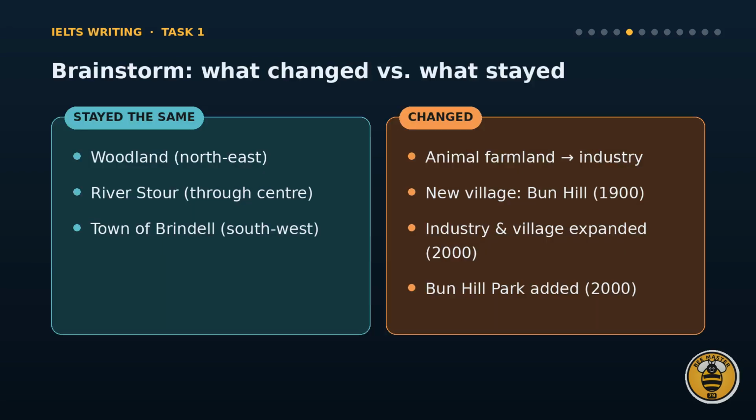Let's brainstorm. On one side, the features that stayed the same, the woodland, the river Store, and the town of Brindell. On the other side, the features that changed, the animal farmland became industry, the village of Bun Hill was built, the industry expanded, and finally a park was added. This split becomes our two body paragraphs.